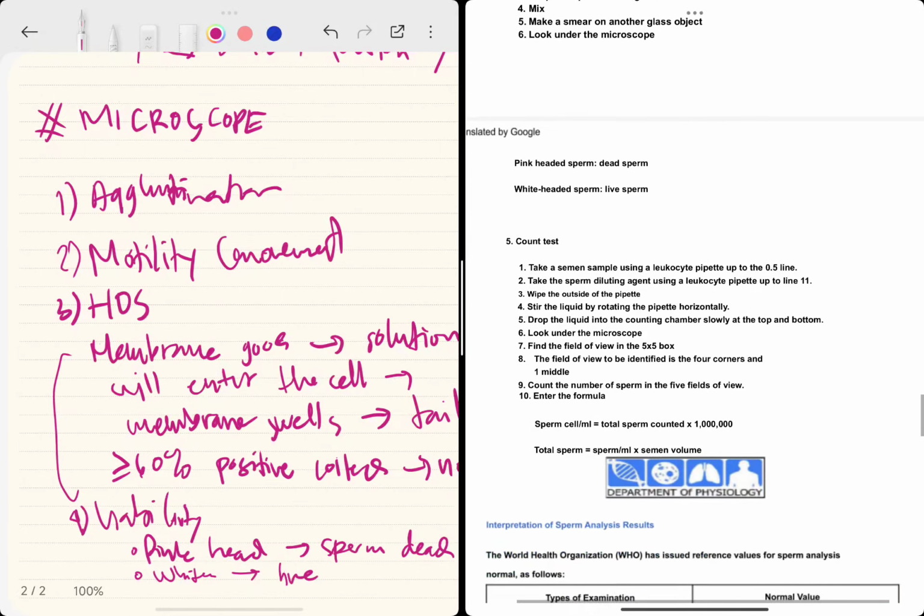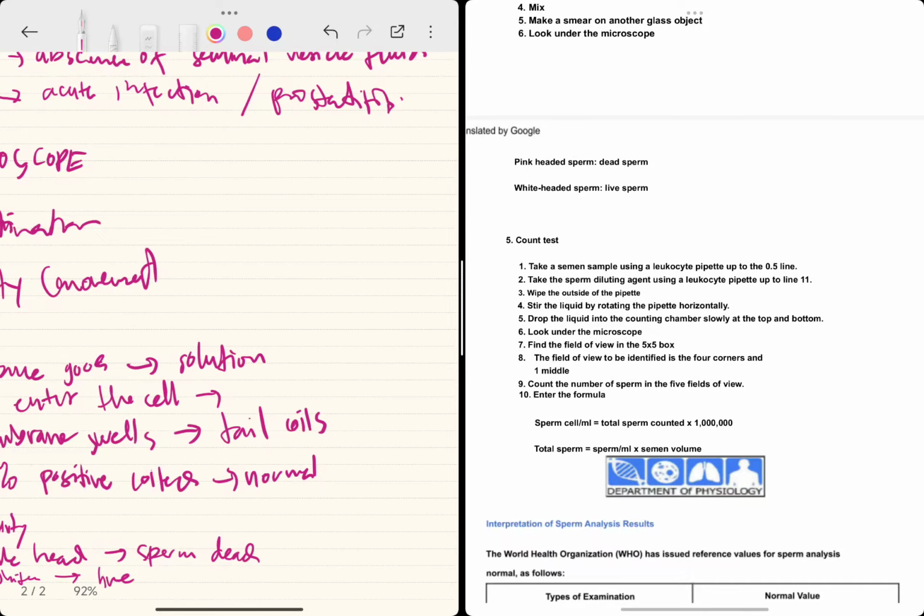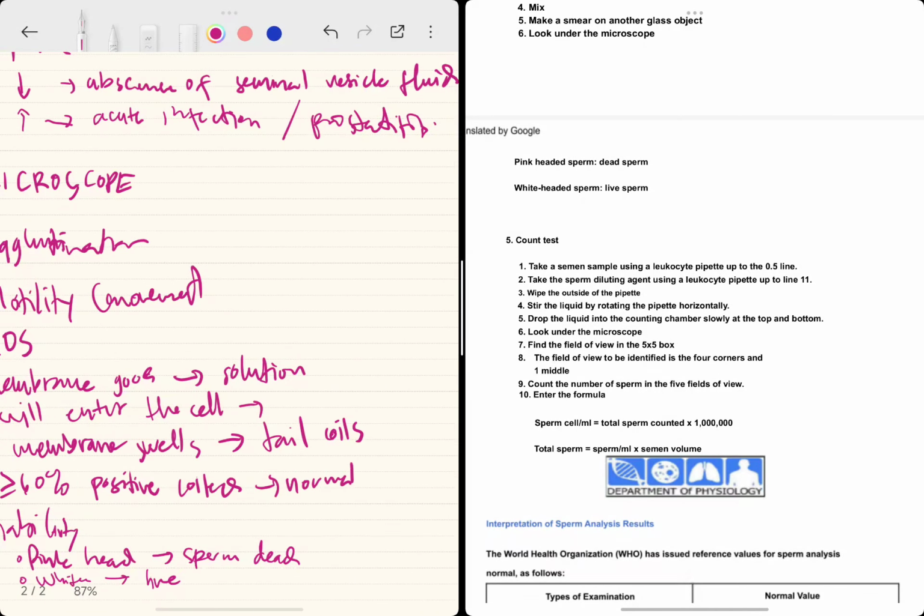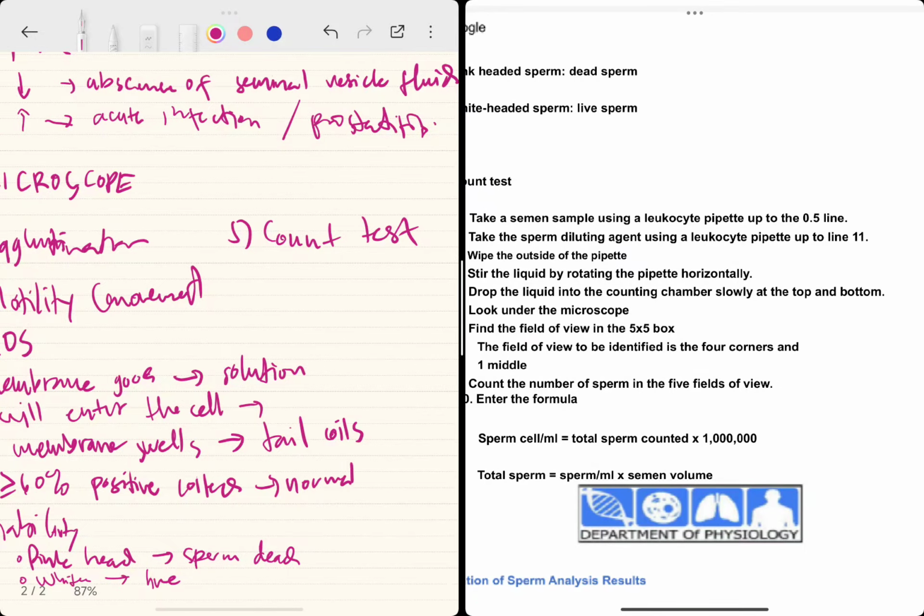Okay, let's go to the count test. Number 5, count test. They have the formula in here. The number that you count is multiplied by 1,000,000, and you will get the result. And yeah, you can see the result.